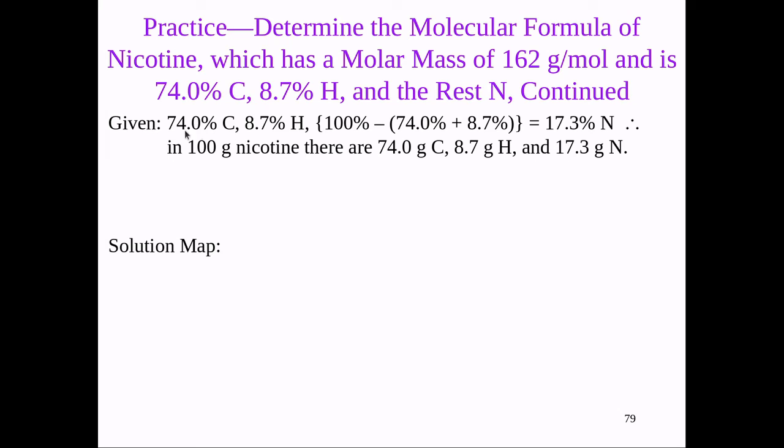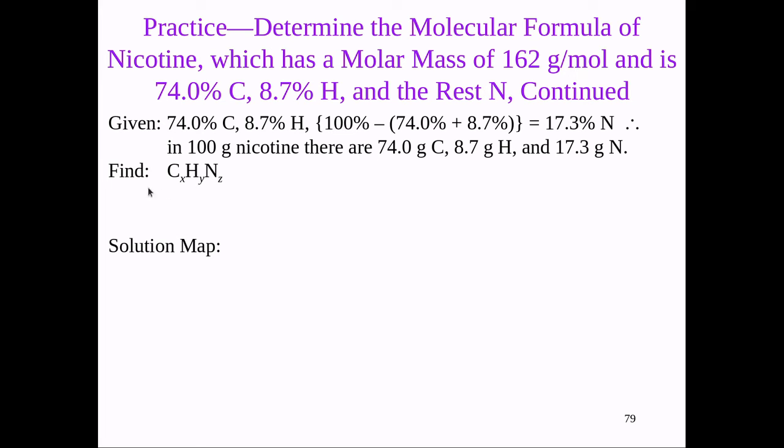So if we examine what we're given, we know that there's 74% carbon and 8.7% hydrogen, but it only says the rest nitrogen. We need to recognize that it needs to add to 100%, and then if we subtract out the percentage of carbon and the percentage of hydrogen, we'll arrive at the percentage of nitrogen, 17.3% nitrogen. And I hope that at this point we can recognize that what these percentages mean is that if we had 100 grams of nicotine, there would be 74 grams of carbon, 8.7 grams of hydrogen, and 17.3 grams of nitrogen.